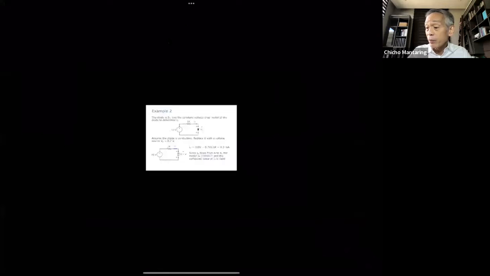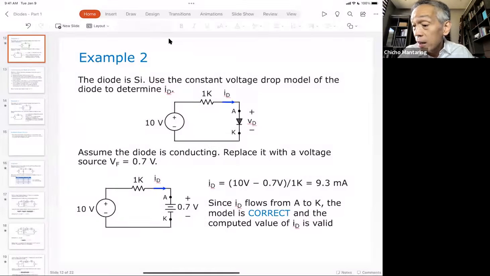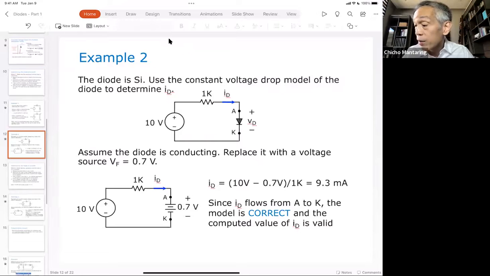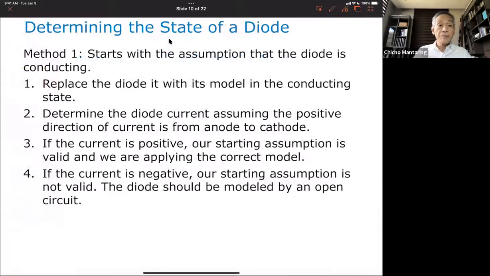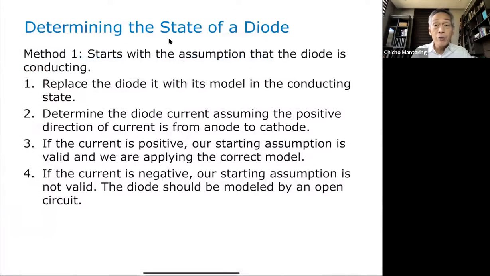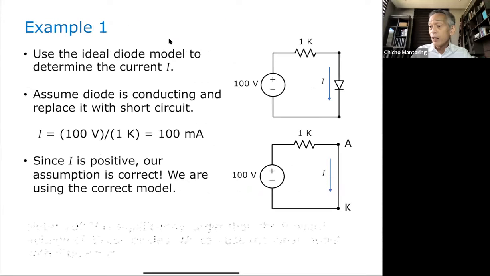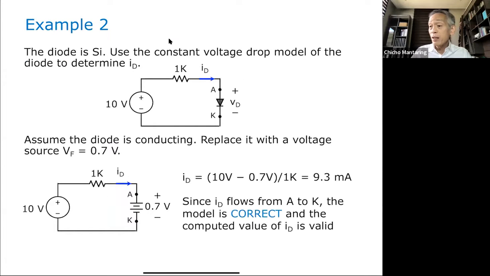Again, what is this method? Let me just go back. You start with the assumption that the diode is conducting. You replace the diode with its model in the conducting state. Determine the diode current, assuming the positive direction of current is from anode to cathode. If the current is positive, our model is correct. If the current is negative, our model is wrong.